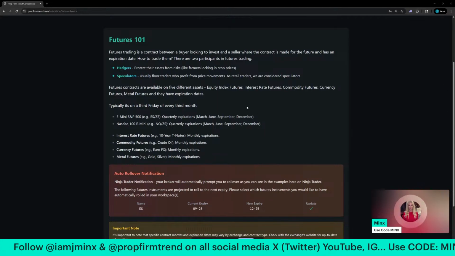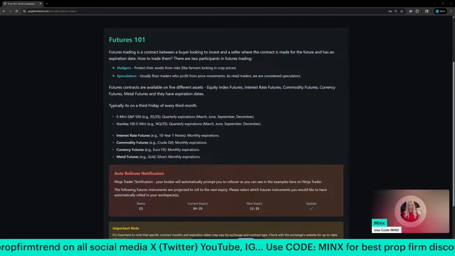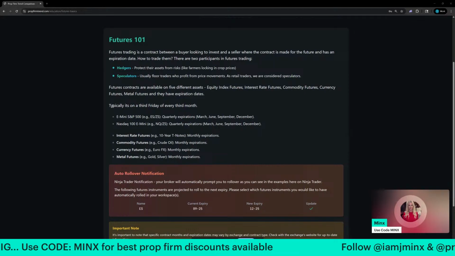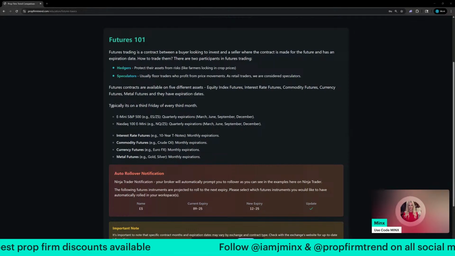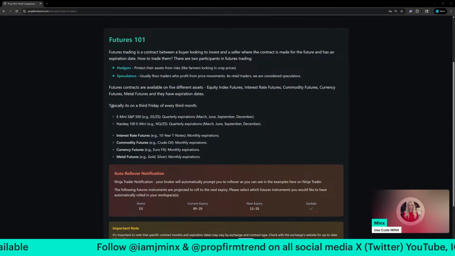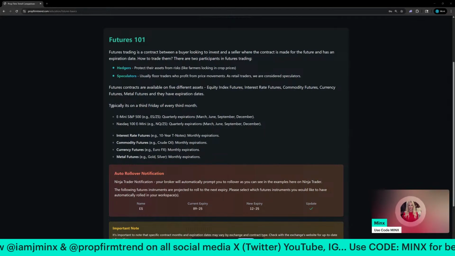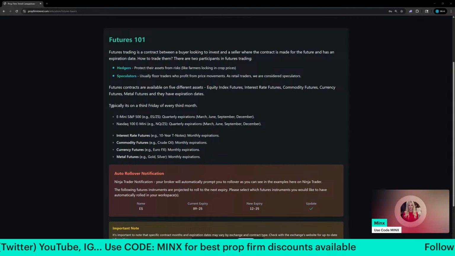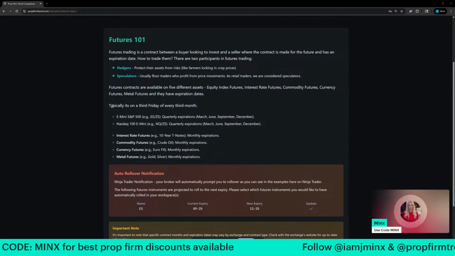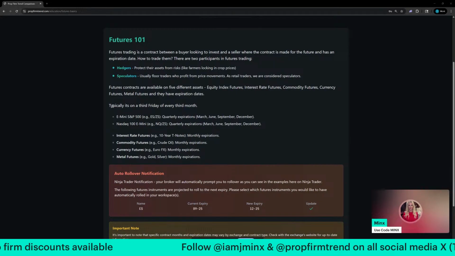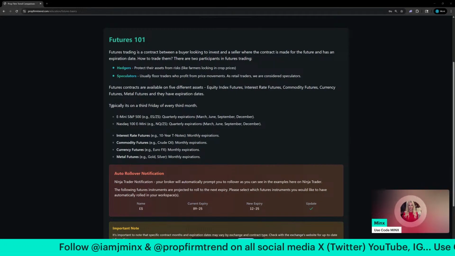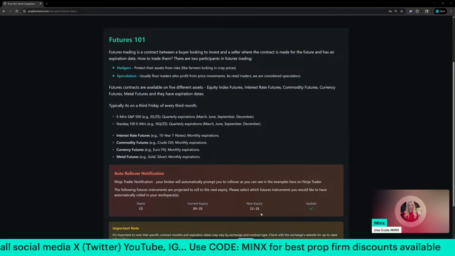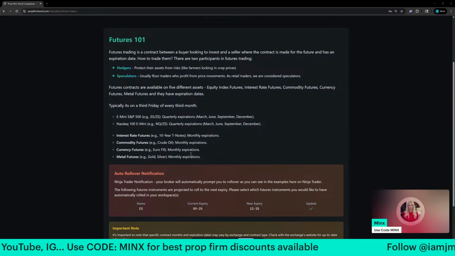Your broker is going to automatically prompt you for a rollover notification when they expire. Equity index futures expire typically on the third Friday of every third month. So S&P 500 or E-mini ES expires quarterly, which is March, June, September, and December. Right now, we're in October. We rolled our contracts to the December contract about a month ago. In December, we're going to roll them over to March. You don't have to really remember that because it's going to automatically ask you to do it.